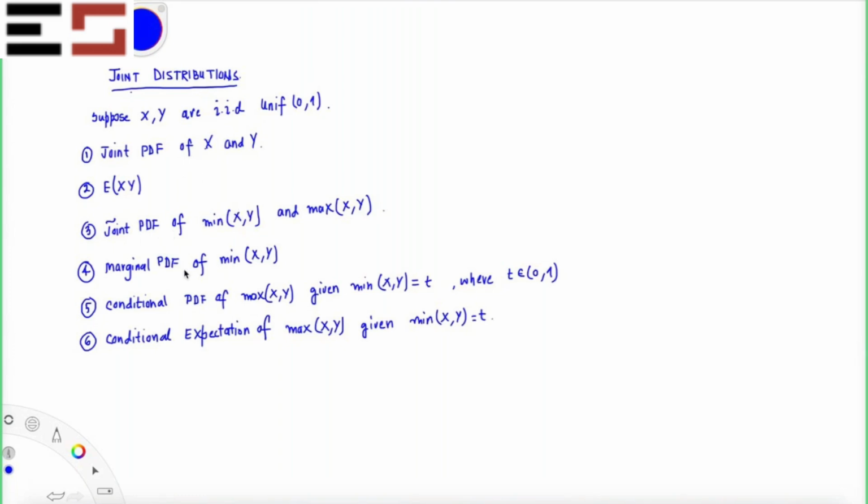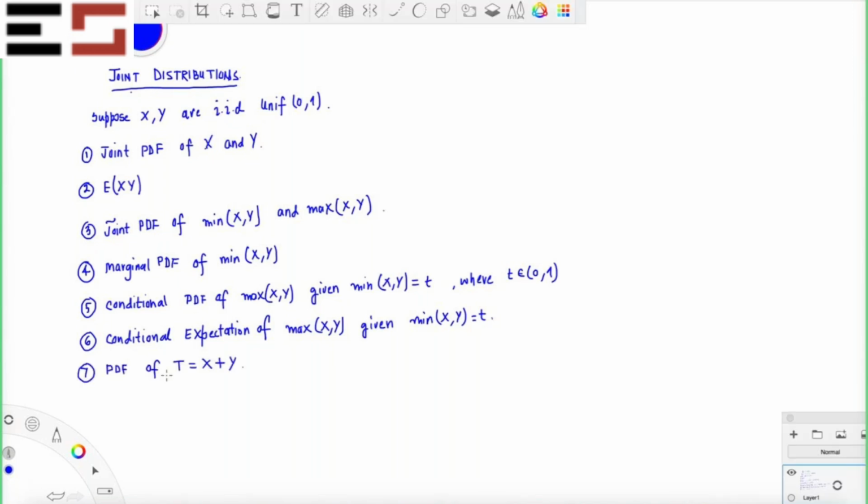And then you have to figure out the marginal PDF of min(X, Y). And then you have to figure out the conditional PDF of max(X, Y) given that min(X, Y) is equal to t. Okay, and then you have to figure out the conditional expectation of max(X, Y) given that min(X, Y) is equal to t. Also let us do this problem, question number 7. Find the PDF of T, which is X plus Y. Okay, so the first one is easy.